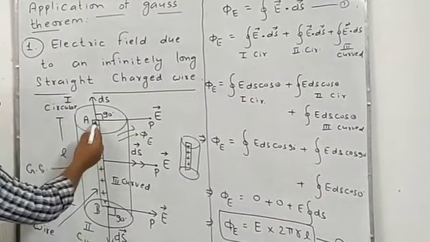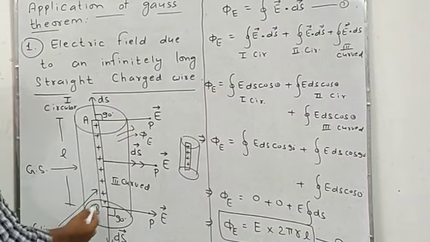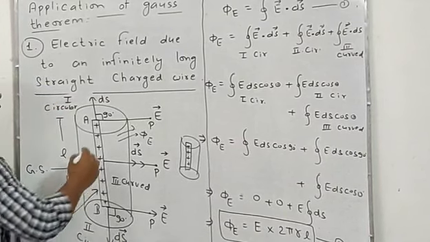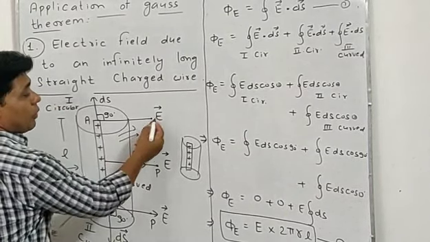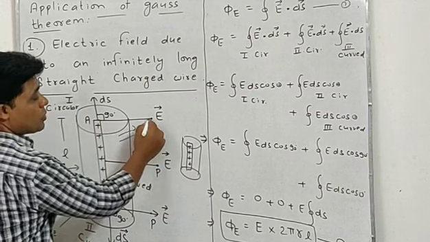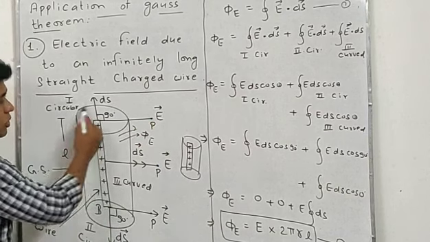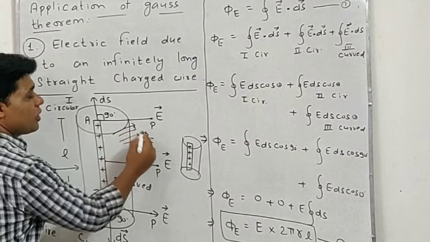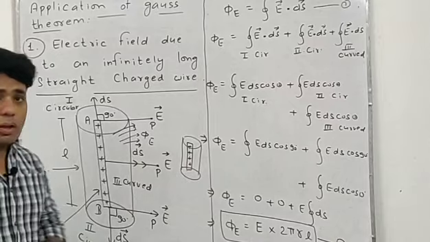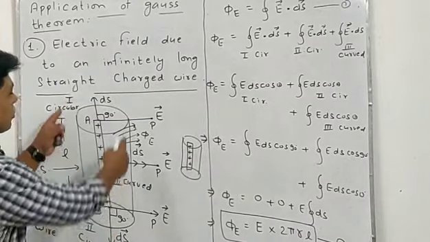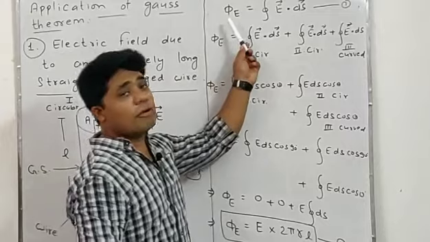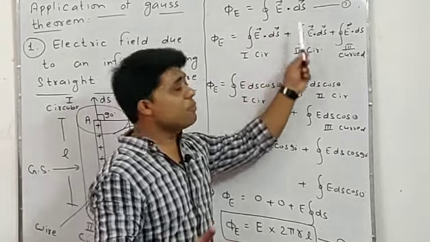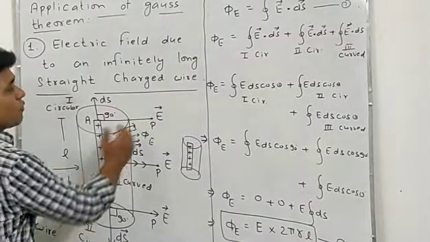So now students, around the wire AB we assume a cylindrical surface, which is the Gaussian surface. Now we'll find the electric field at a certain point P. When charge comes in this closed surface, it releases electrical flux, and how much flux will be released from this closed surface is given by Gauss theorem: phi equals closed integration of E dot ds.